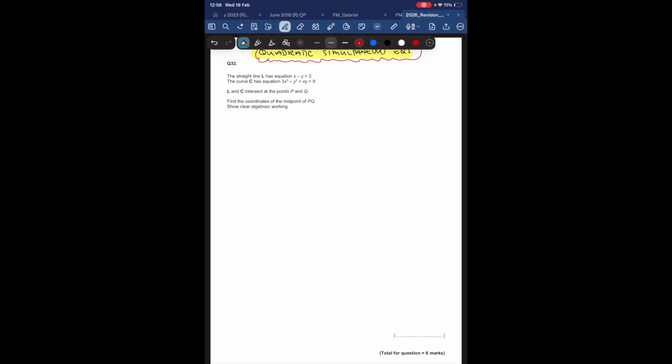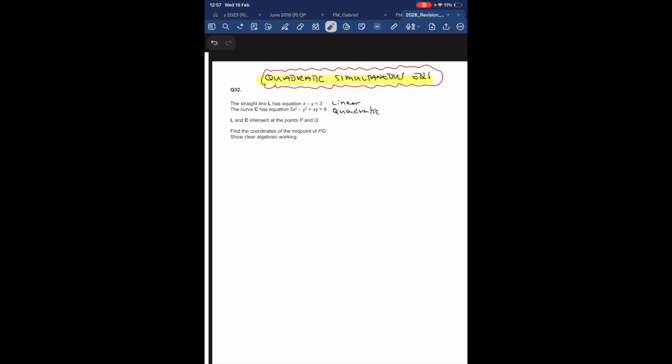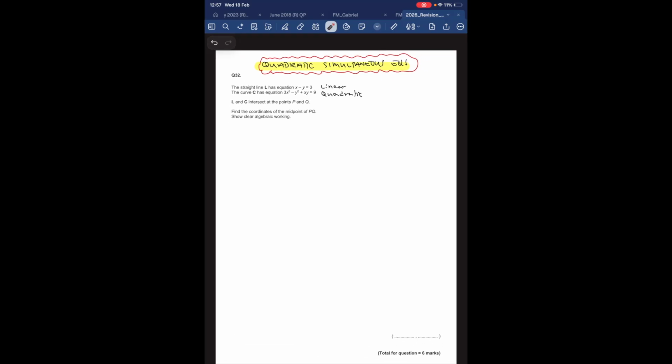So the first equation, for the line L, is our linear equation because this equation doesn't have any squares in it, it's just x and y. The second equation is our quadratic equation because we have the 3x squared term in it and we have the y squared term here. So this is going to be a multi-step problem. If you look at the number of marks, we are getting a total of 6 marks. There's going to be several steps, probably about 6 or 7 steps.